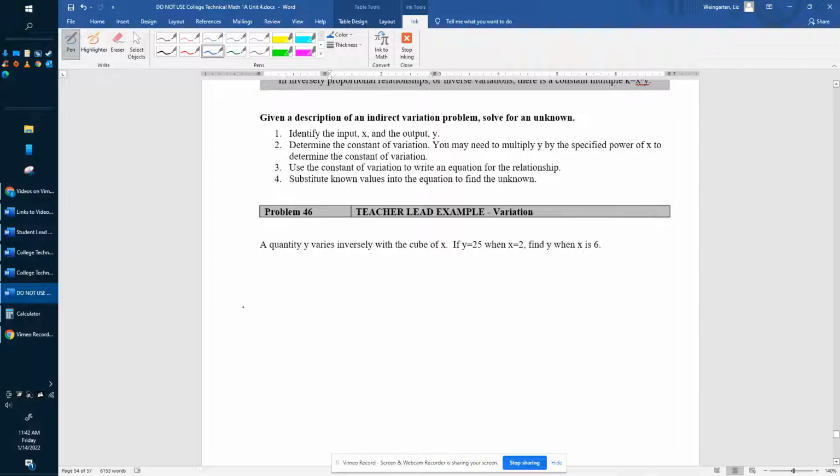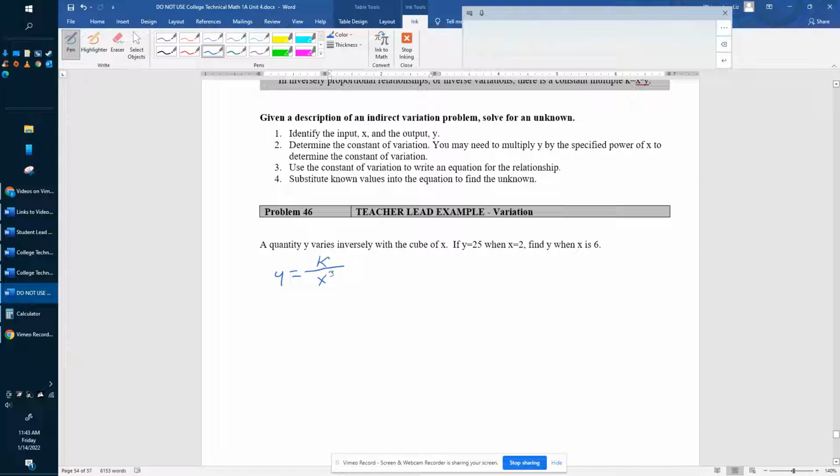So quantity y varies inversely with the cube of x. If y is 25 when x is 2, find y when x is 6. So this time, y varies inversely, so k is still going to be on top, so we'll still have y equals k, but this time the x is going to be on the bottom, and x is going to be cubed.